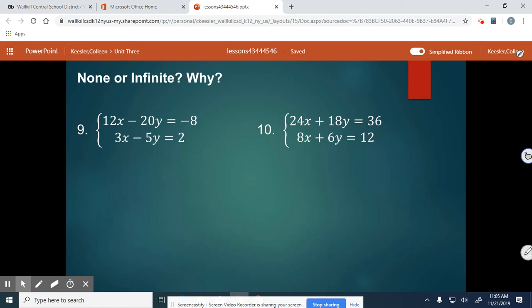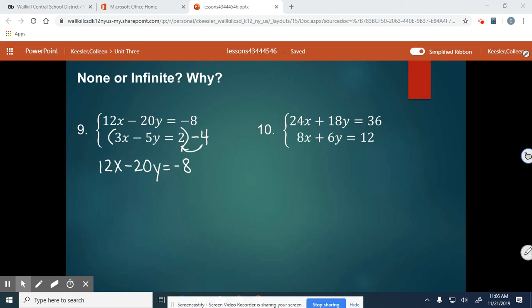Okay, then lastly, we have to talk about that whole idea of it being none or infinite solutions. And you saw a little bit of this yesterday. So in this case, one of these is none, one of these is infinite. So let's see what happens here. So in this bottom one, if I multiply this all by negative 4, I will get positive 20 and negative 20, allowing the y's to cancel out. But it's also going to do something else. Let's see what happens. So I'm going to bring down that first equation. It's 12x minus 20y equals negative 8.